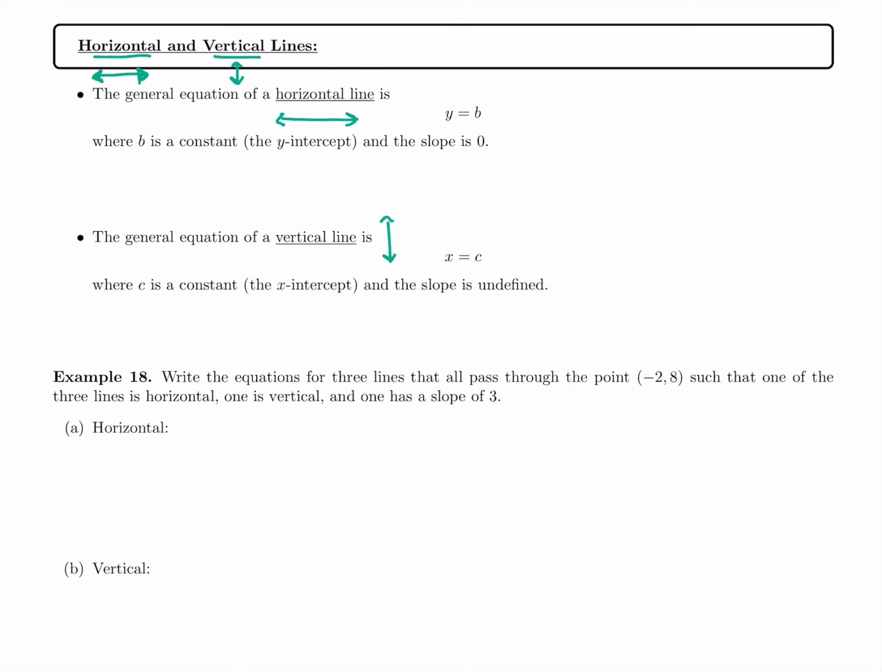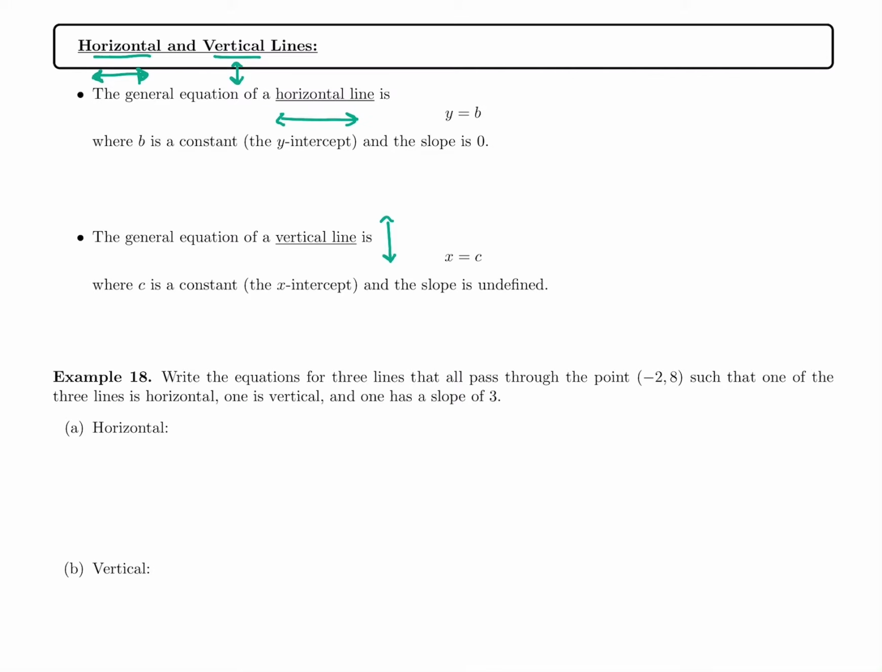So for a horizontal line, you have y equals b. So it's always y equals just a constant number. And that is the y-intercept. The slope of those is always 0. And a vertical line is always x equals a constant, and the slope of the line is undefined.